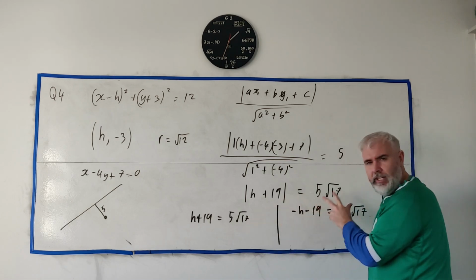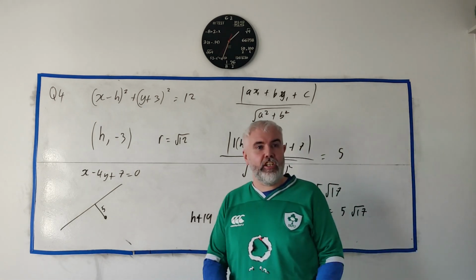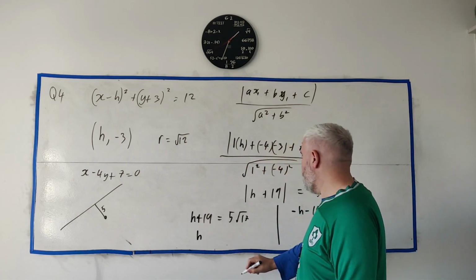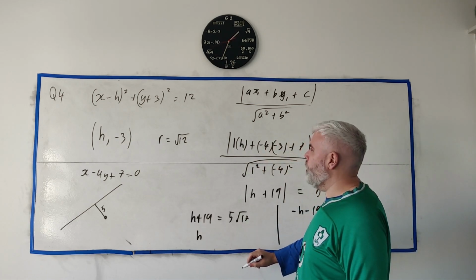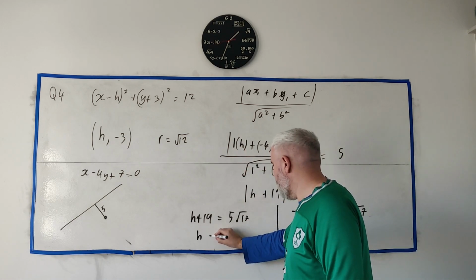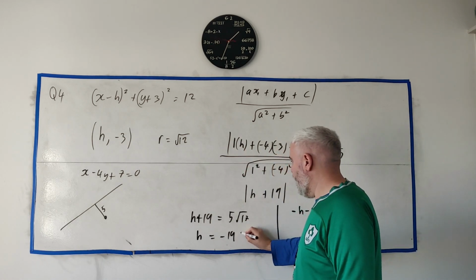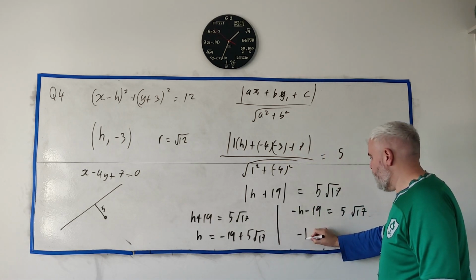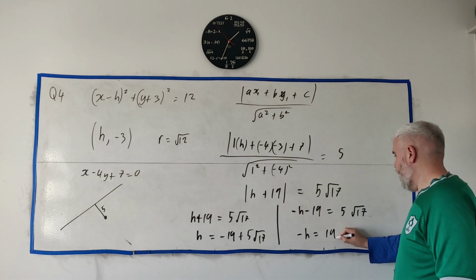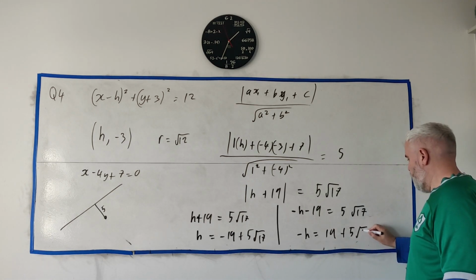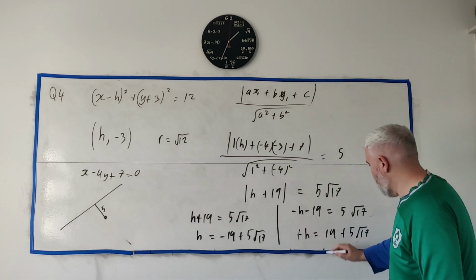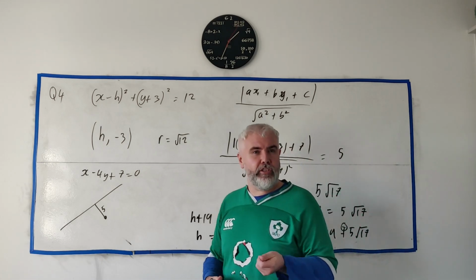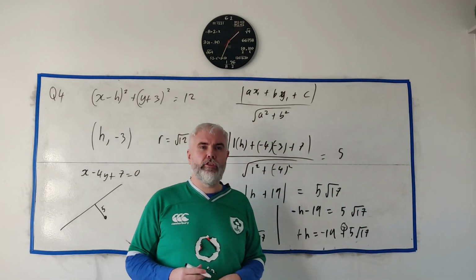Both of these are perfectly okay. And the question in fact said, find the two possible values for h. So we just solve for both of these. h is equal to minus 19 plus 5 square root of 17 is one answer, and this one is h is equal to minus 19 minus 5 square root of 17. They are two answers. They wanted them in surd form, and they're both in surd form.